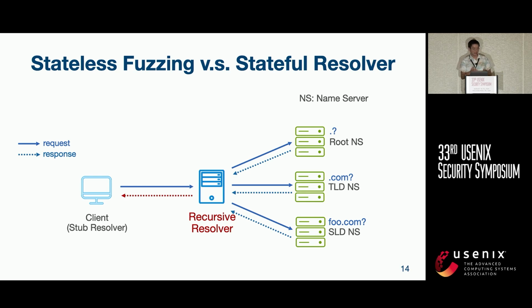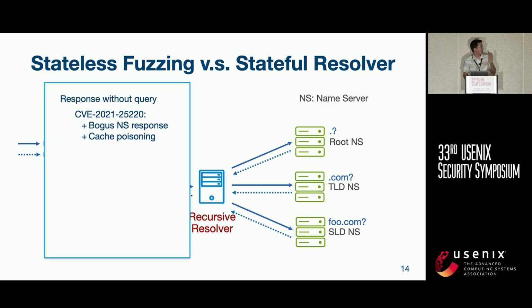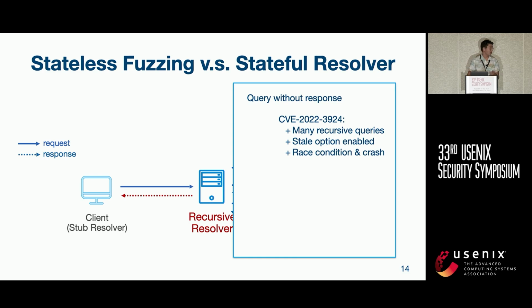And let's see whether this kind of stateful DNS resolver could be fuzzed by stateless fuzzing. And the answer is unfortunately no. For example, if we only have the query without the response, this CVE cannot be reproduced. And even if we have both query and response, but they are not properly collaborating with each other, the efficiency is still quite low.